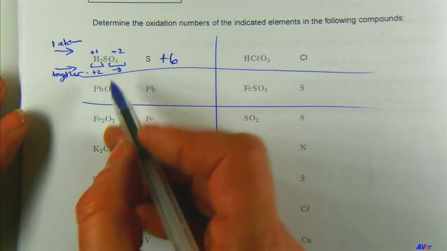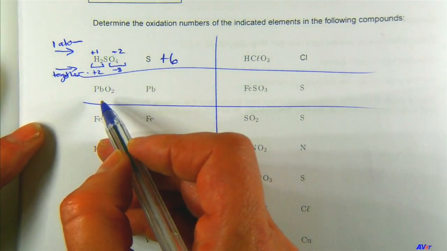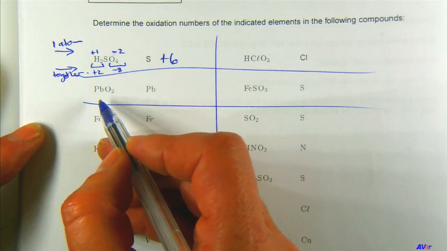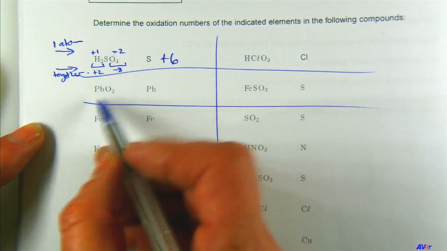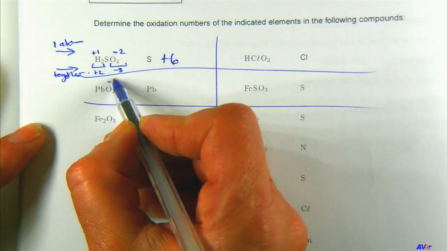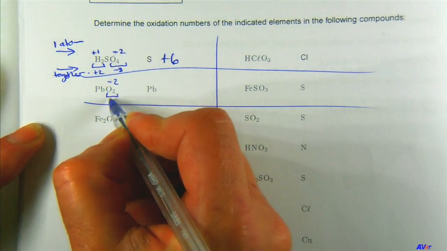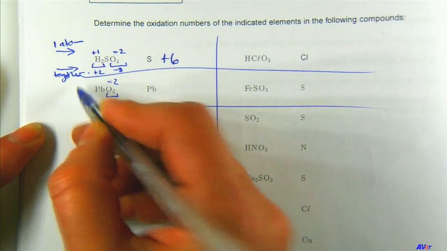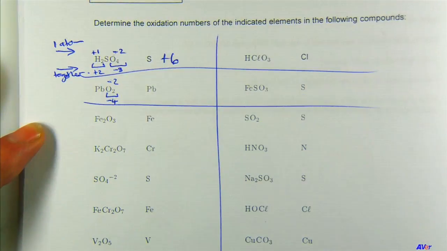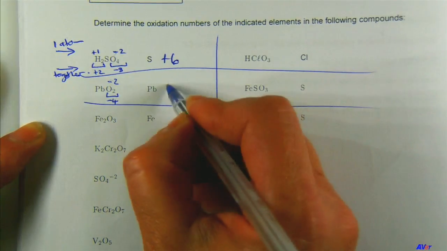Next one. We've got, what is Pb? Lead. I've got lead oxide. Now, every single oxygen is a -2, so together they will be -4. So what should the oxidation number of the lead be? +4.